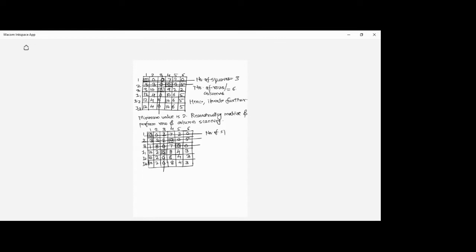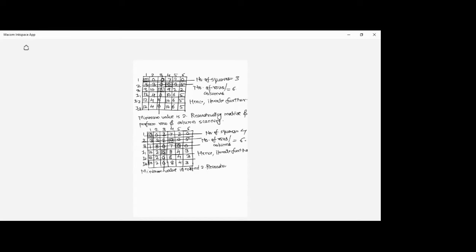The number of squares that we have is 1, 2, 3, 4, right? And the number of rows and columns that we have is equal to 6. So hence we'll have to iterate further, right? So when we move ahead, the minimum value identified again here is how much? Do we have a value less than 2 here? No, it is 2 again. So the minimum value identified is 2.